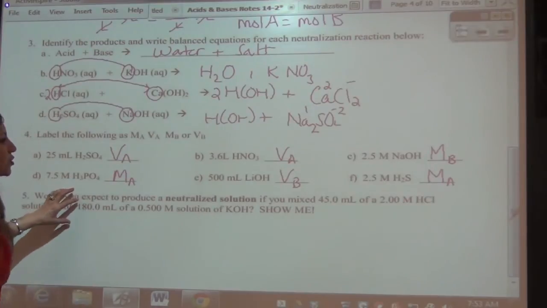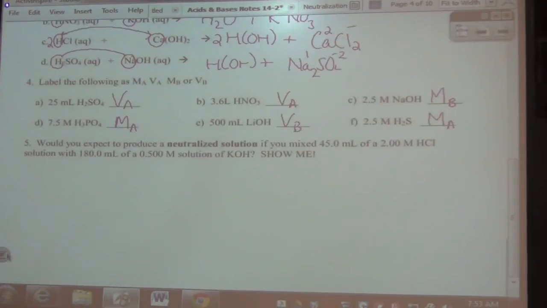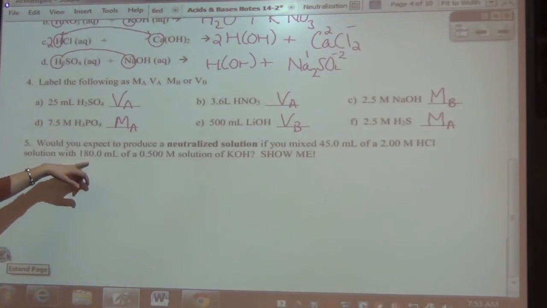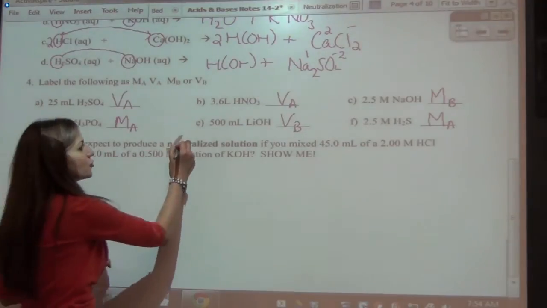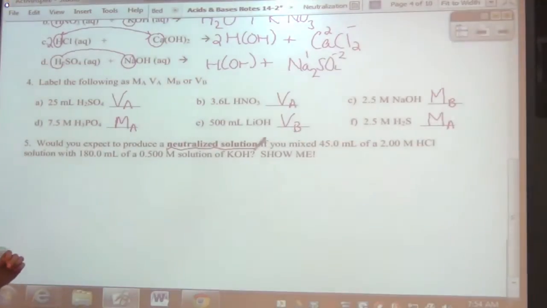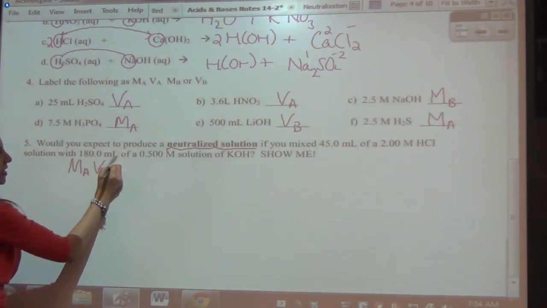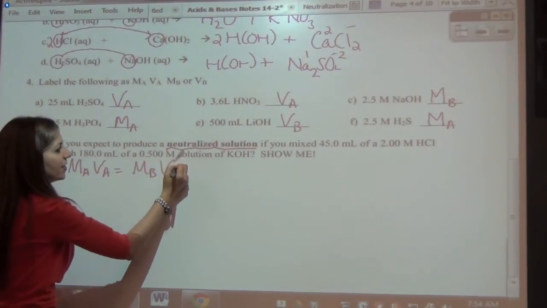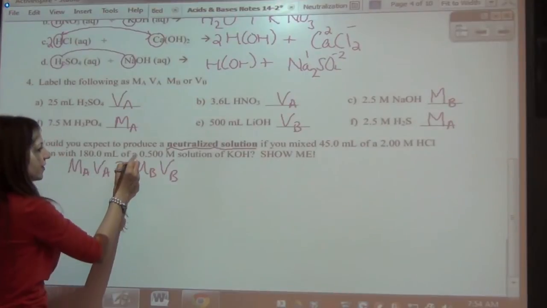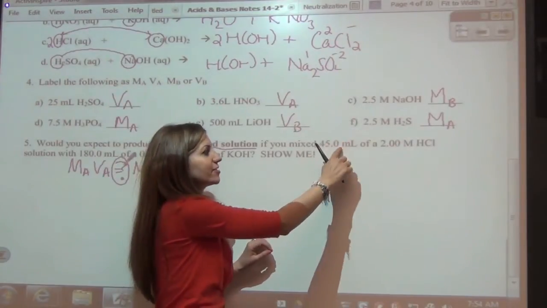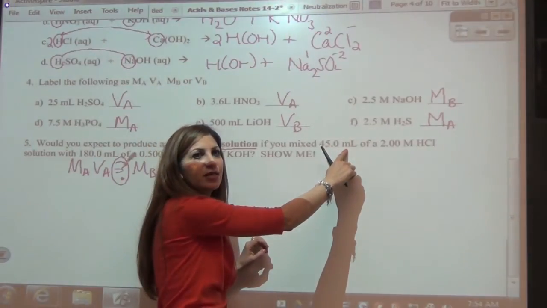Okay. So would you expect to produce a neutralized solution if you mix 45 mils of a 2 molar HCl with 180 mils of a 0.5 molar solution of KOH? If it's neutralized, then what would be true? Moles are equal. Awesome. So I'm going to write MaVa equals MbVb, and what I'm basically trying to figure out is, are they equal to each other? Let's label all of these. So what is the 45 milliliters representing?